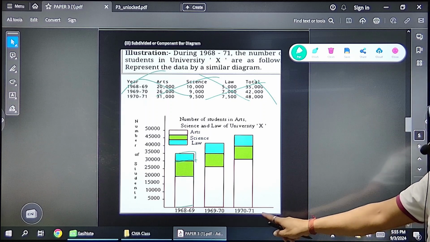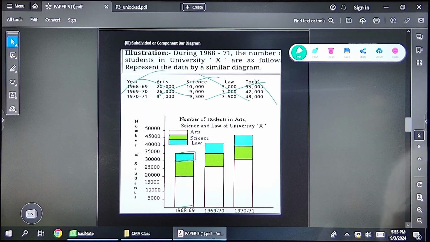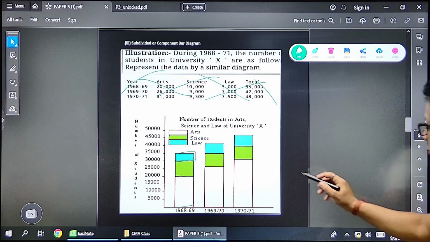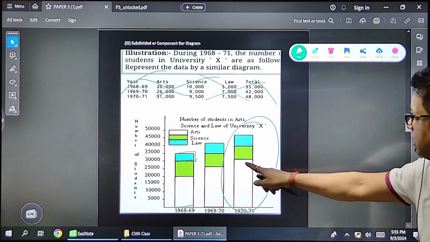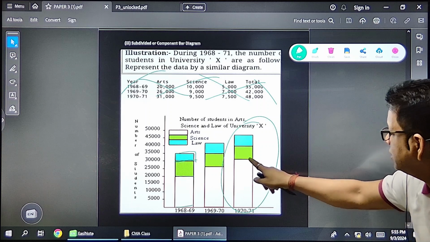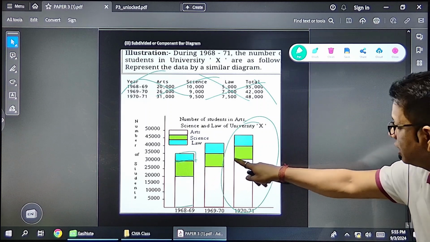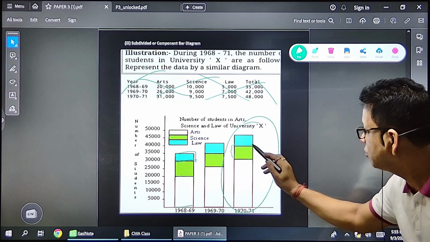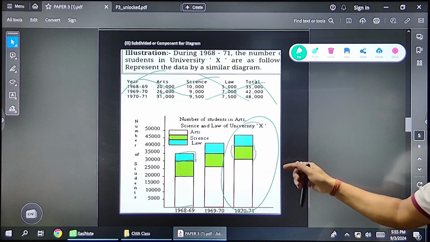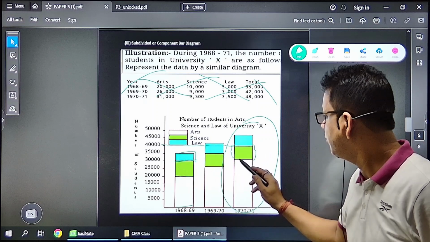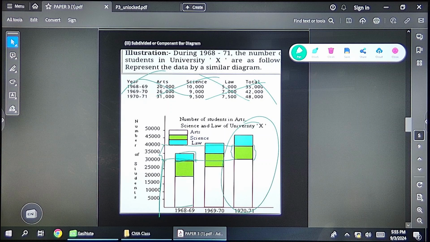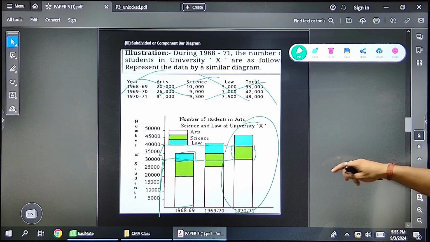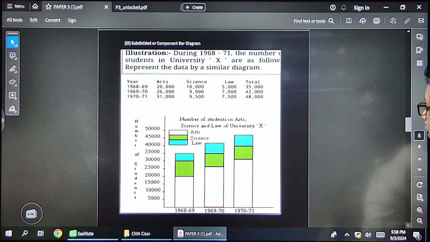In 1970 to 71, how many students were there who studied science? Answer, this one. I'm talking about this. So what is that? This is from which number? 31,000. Okay, it's not very clear, but it will be clear. So from 31 to this portion, total length you have to find out. Suppose here it is 40, and from 40 it is suppose here 31. So this minus this portion from 40 will be the required number. Is it clear? Okay, so like that, we can get the answers from a component bar graph as well.